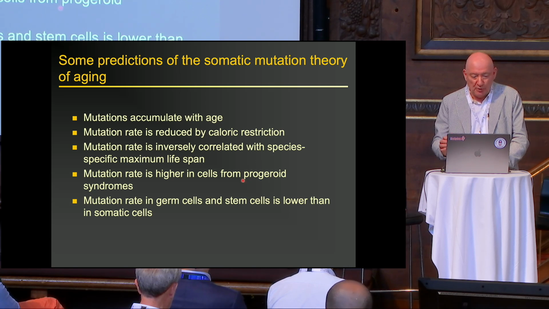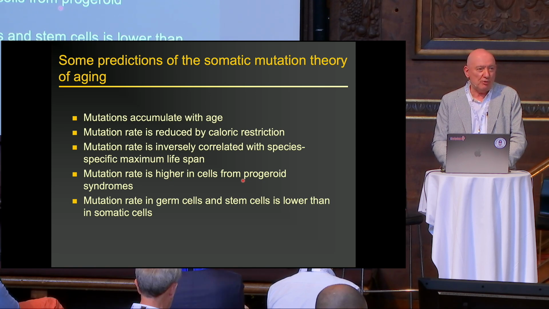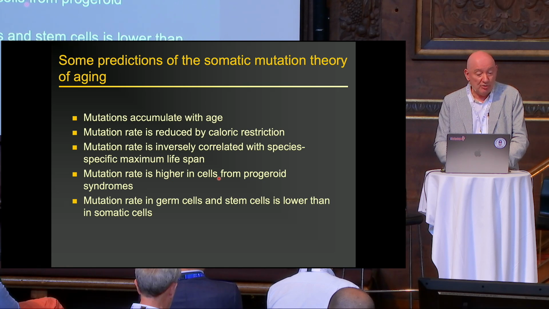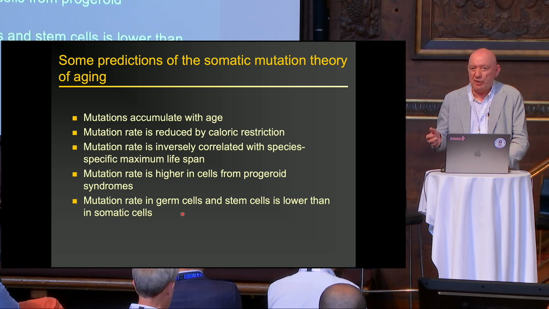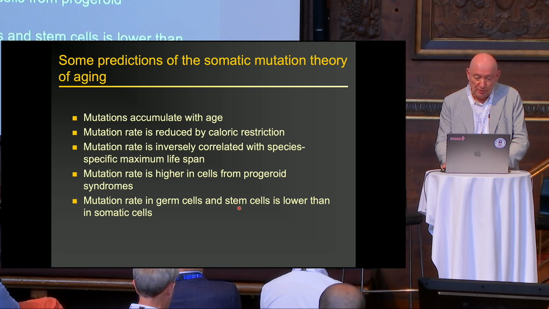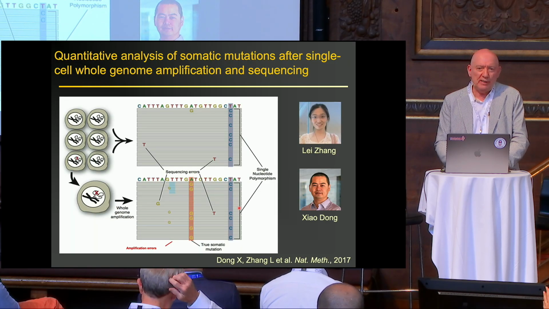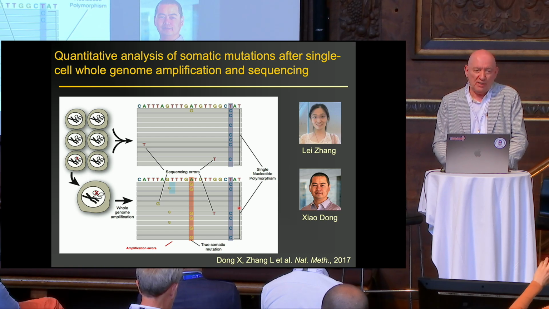Then, of course, as Daniela pointed out just a moment ago, many of these human progeroid syndromes are actually caused by defects in genes involved in genome maintenance. So you want to see that the mutation burden really is higher in cells from these progeroid syndromes. And finally, that's maybe a little bit more complicated, you want to see that the mutation rate in germ cells is very low, because germ cells, in contrast to your somatic cells, have to go not one lifetime, but forever, no? So in principle, the mutation rate should be zero in germ cells. In stem cells, it should also be low, because they have to give rise to new differentiated cells. Now, in order to do this, you need to have a method to quantitatively analyze somatic mutations.